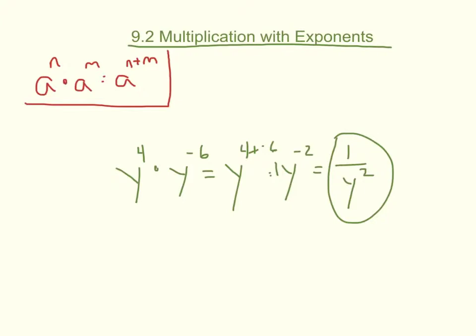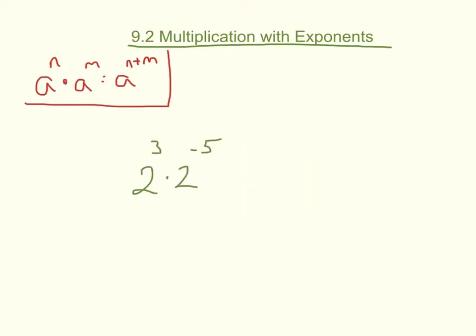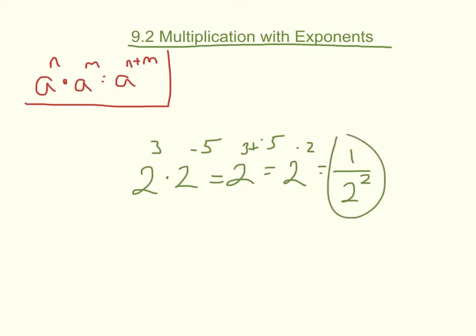All right, one last problem. I've just got numbers for bases. I treat them just like I have before: 2 to the 3rd times 2 to the negative 5th. The important thing, the bases are the same. So I keep the base, and it's 3 plus negative 5, which gives me 2 to the negative 2. Now what have I got to watch out for? This is good, but there's a negative right there. So let's take care of that guy. Final answer.